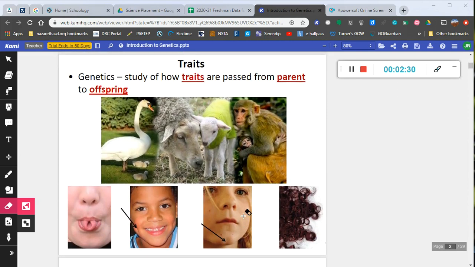All right, in terms of traits, genetics is the study of how traits are passed down from parent to offspring. We could also call this inheritance, right? When we talk about inheritance patterns, we're talking about how traits are passed down from parent to offspring. And here are some photos of some very simple traits that you can look at yourself. Do you have the ability to roll your tongue? Do you have dimples? Maybe you have freckles. Do you have a cleft chin? Do you have curly hair, straight hair, wavy hair? It doesn't matter what organism we're talking about. All of those physical characteristics that we can see, we call a trait.